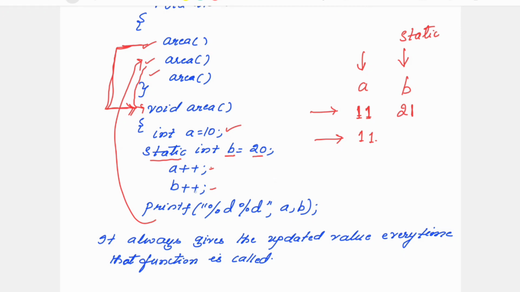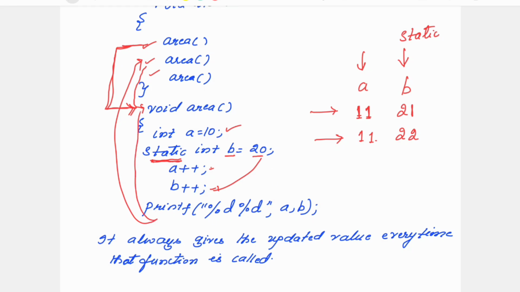Now the b value should also get incremented because you have written b plus plus, but this is the difference. Once you make use of the word static for this particular variable b, it will always retain the previous value that was there. It is 21 now. Now it will increase the value by 1, so it will become 22. 21 plus 1 it will do.